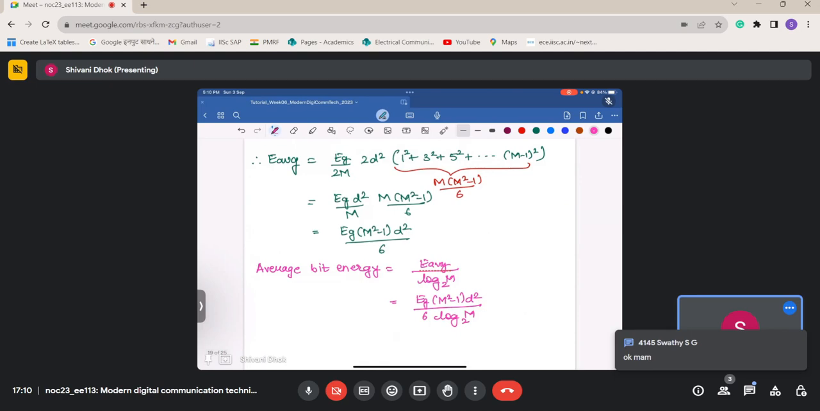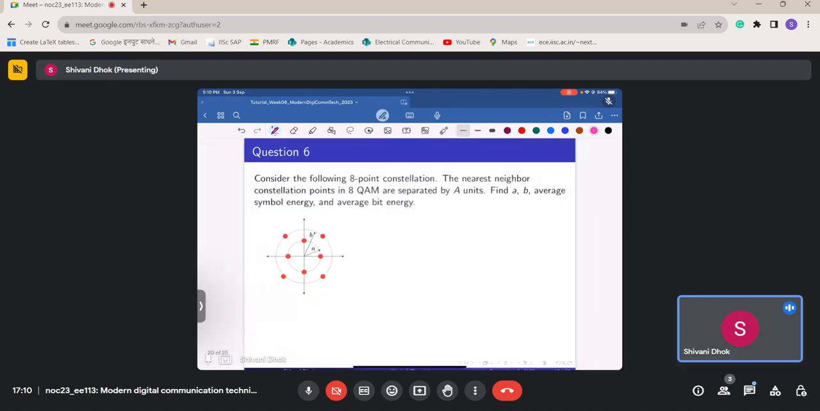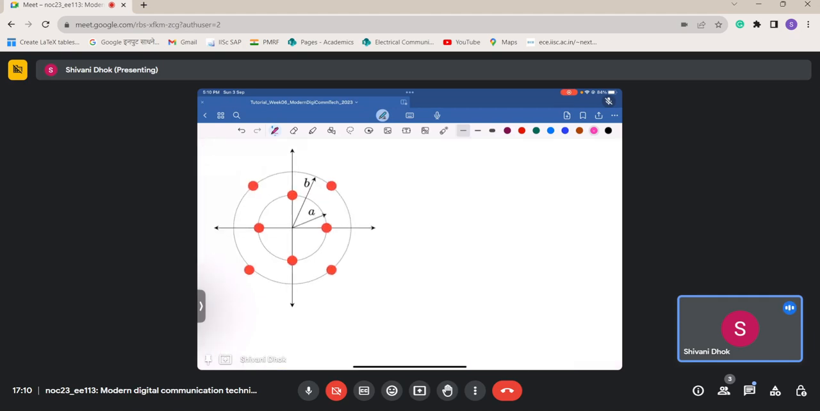Okay. If there are no questions, then let's look at the sixth question. So what we have been given is, consider the following 8-point constellation. The nearest constellation points in this 8 QAM are separated by A units, and we need to find a, b, average symbol energy and average bit energy. Okay, so what is being said is, we have 2 points here.